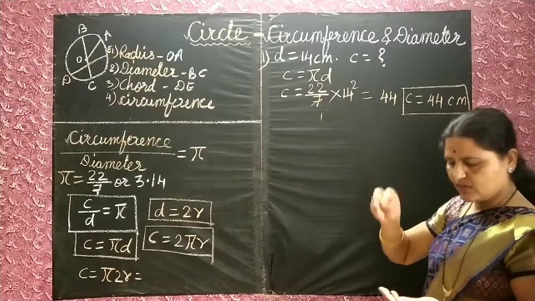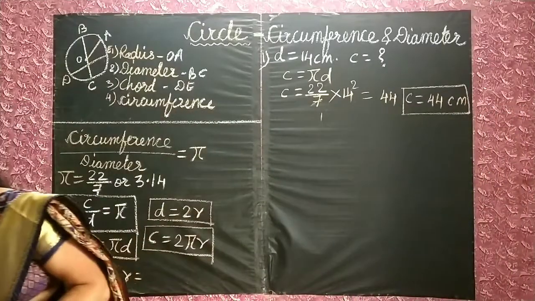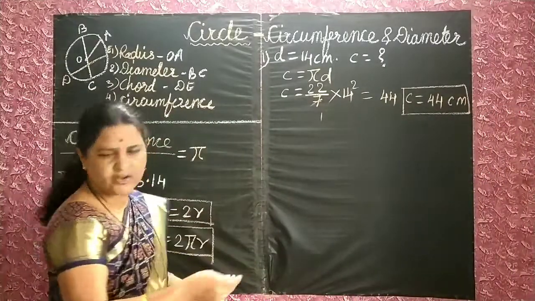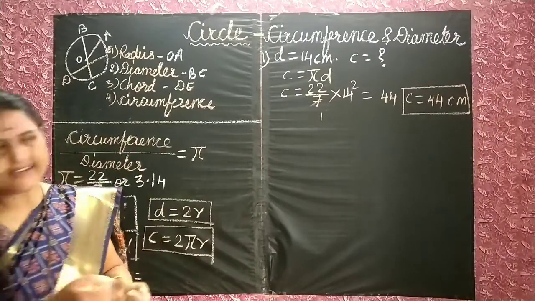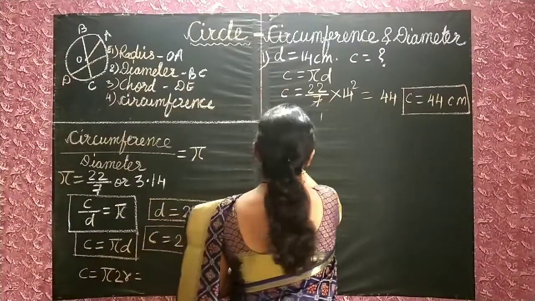Got it? One more example we'll see. The circumference of the circle is given and we have to find out the radius. Next example, second example.